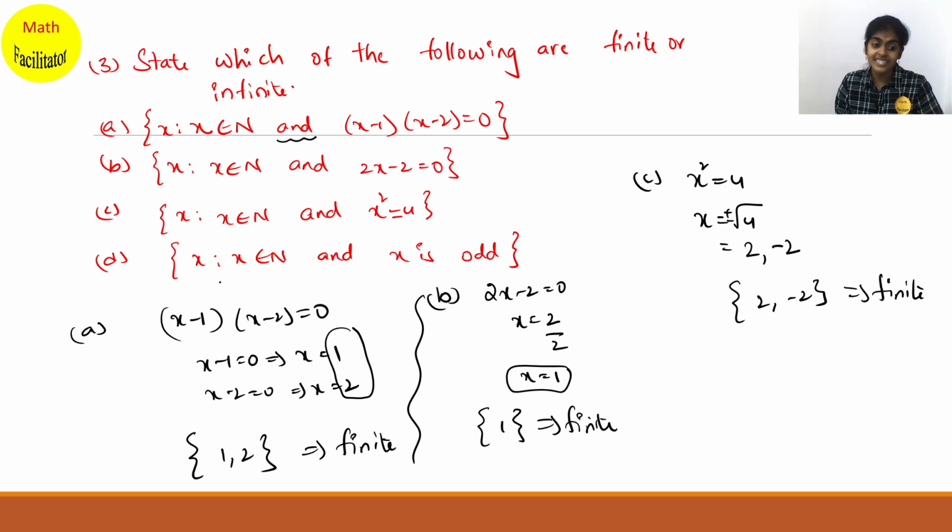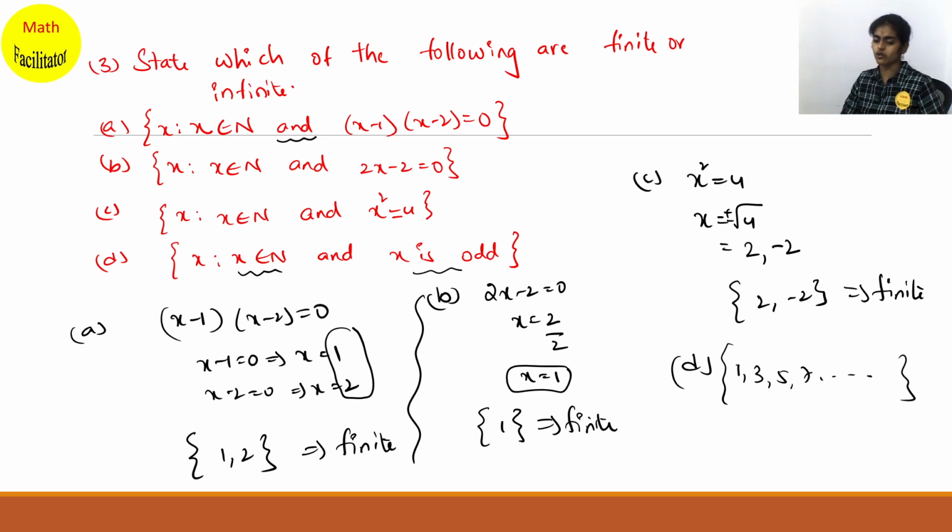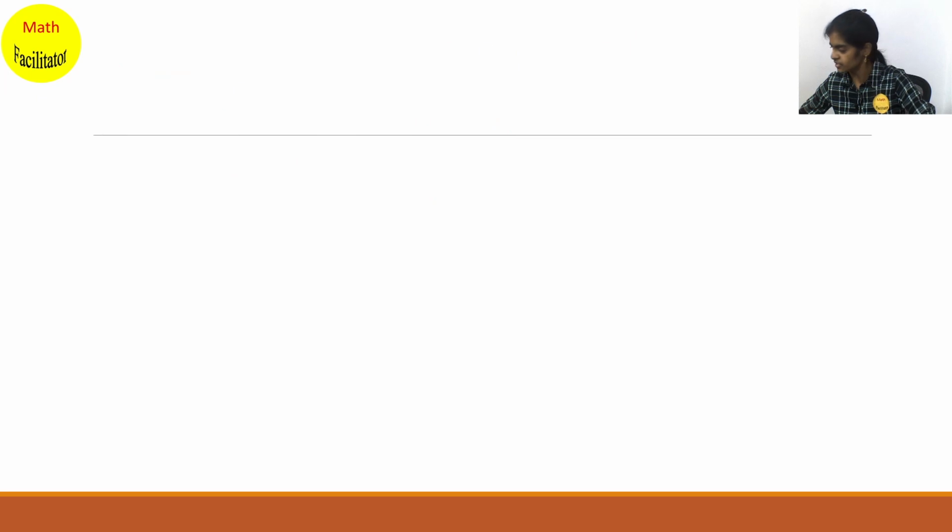Okay. Now see the last one. x belongs to N and x is an odd number. So x is an odd number, which means x can be 1, 3, 5, 7 and so on. It continues. So there is no limit for the number. So x can be any odd number. Right? Getting the point? So come on, let us move to the next question.